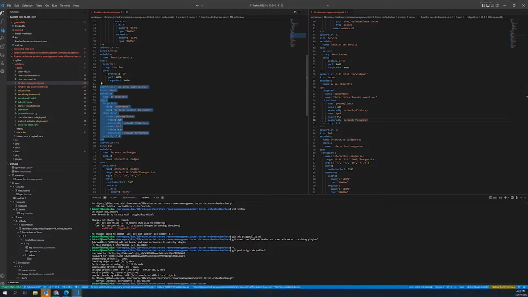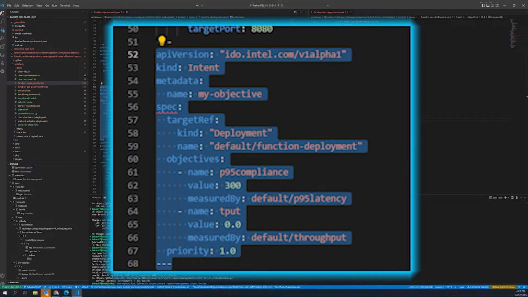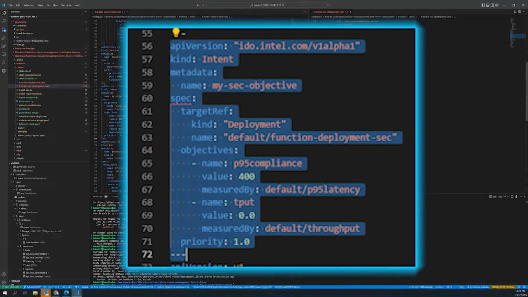Now I'm going to show intent-driven orchestration in action. We start by looking into our two workloads and their KPI targets. The blue workload, the unencrypted case, is shown on the left console, and the encrypted case, the red workload, is shown on the right. Let's look into the non-encrypted case. We have a function deployment, and we define a P95 latency objective of 300 milliseconds. For the red workload, we have a P95 latency of 400 milliseconds.